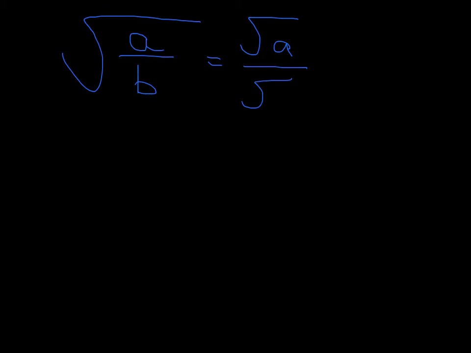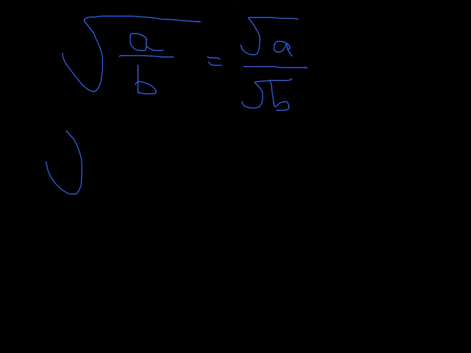Okay, one other property that's legal to use with radicals. Suppose you have a fraction, I'm going to use letters, where a and b are positive numbers. If you have the square root of the entire fraction, you can take that and write that as the square root of the numerator over the square root of the denominator. So this is the legal step.